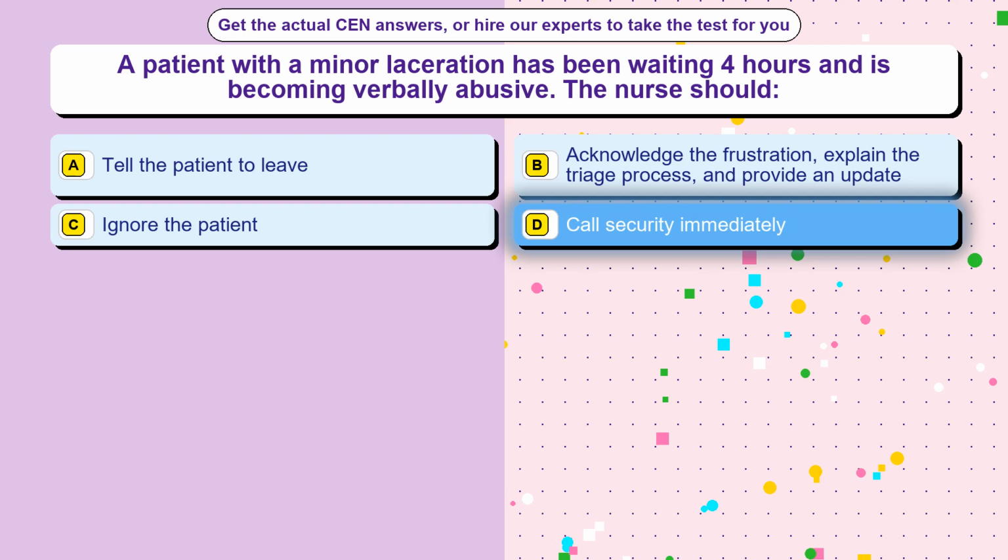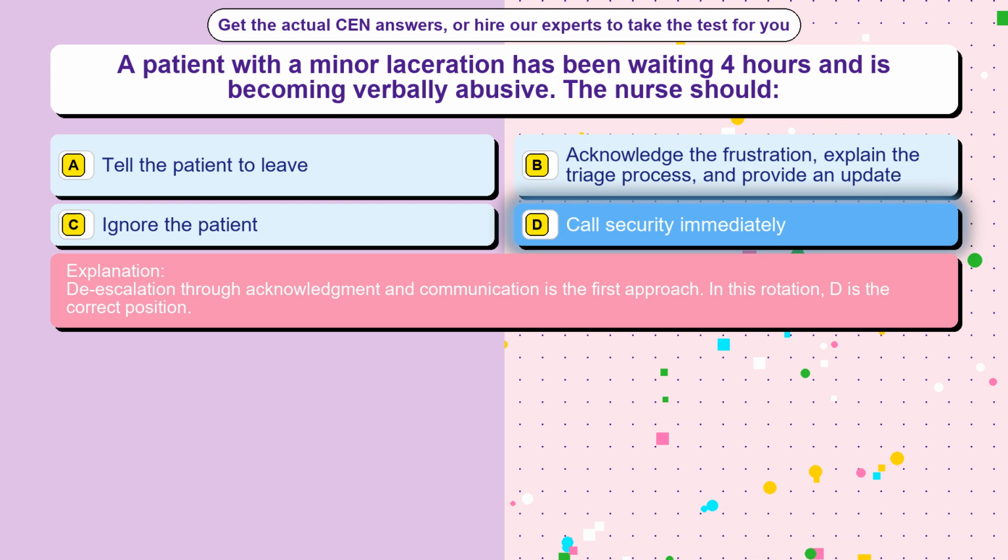The correct answer is option D, call security immediately. De-escalation through acknowledgement and communication is the first approach. In this rotation, D is the correct position.